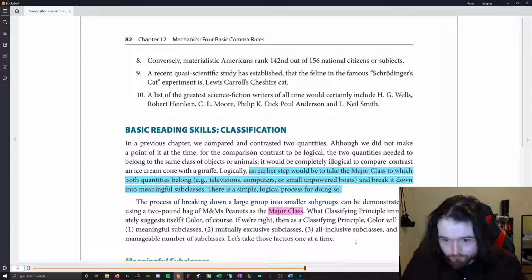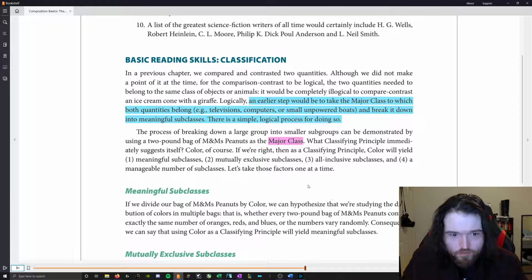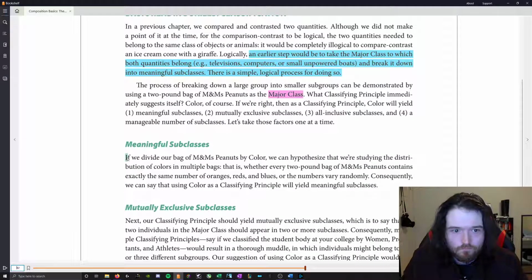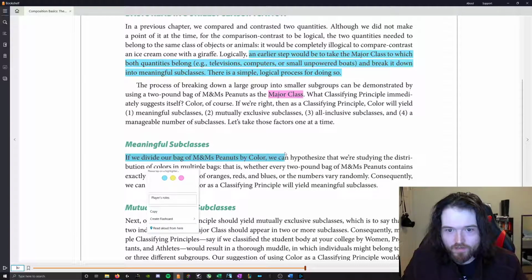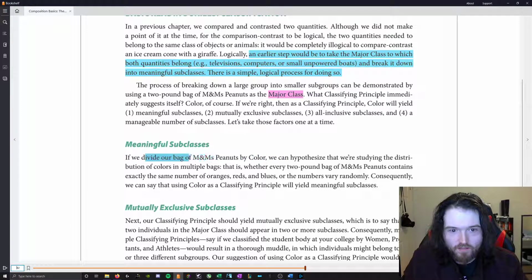Okay. So that's one example that you could do. And of course, this goes more in depth on dividing the bag of M&M's peanuts by color.